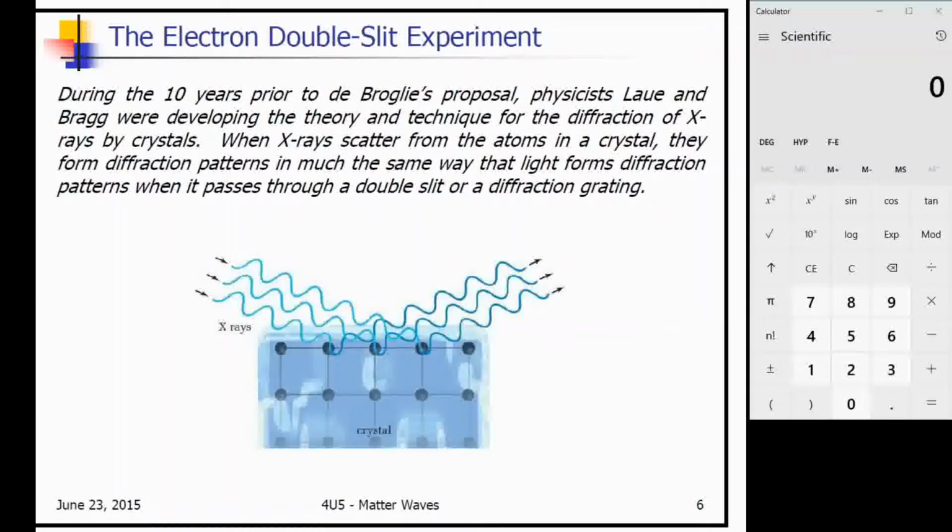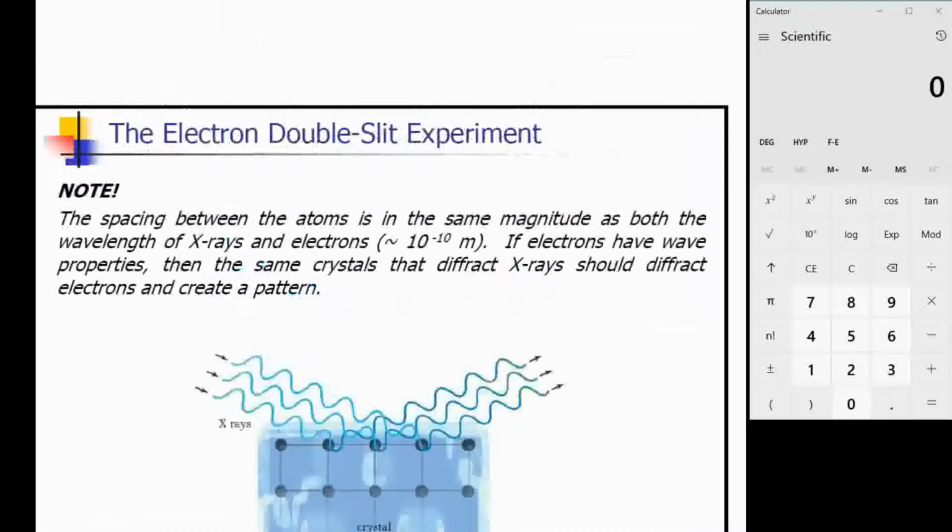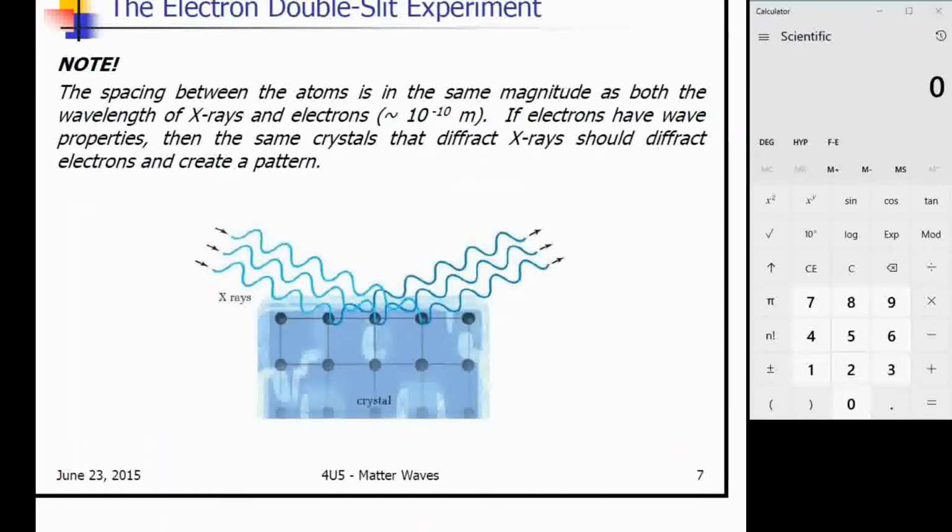So during the 10 years prior to de Broglie's proposal, physicists Laue and Bragg were developing the theory and technique for the diffraction of X-rays by crystals. So when X-rays scatter from the atoms in a crystal, they form diffraction patterns in much the same way that light forms diffraction patterns when it passes through a double slit or a diffraction grating. So the spacing between the atoms is the same magnitude as both the wavelength of X-rays and the electrons. So it's of the same order of 10 to the negative 10 meters. So that's the spacing between the atoms in a crystal, similar to the wavelength of the X-rays.